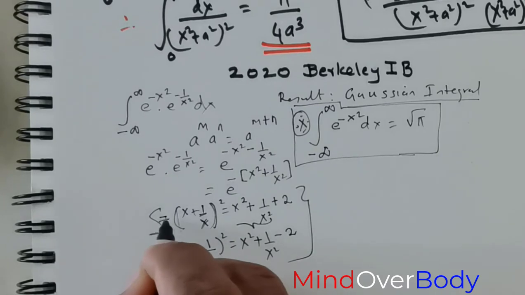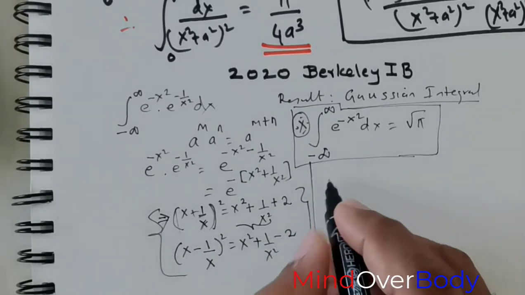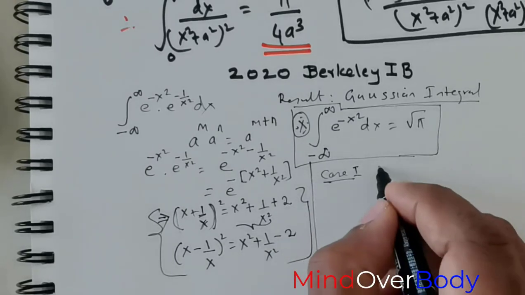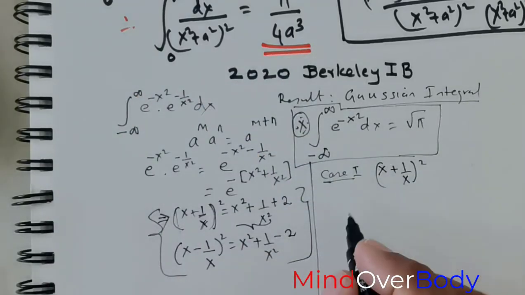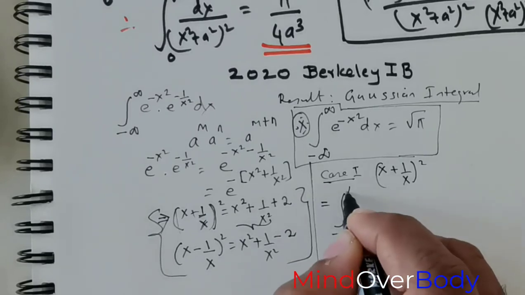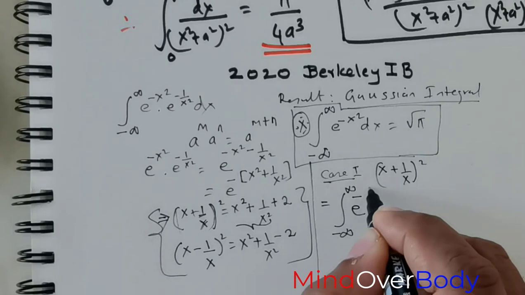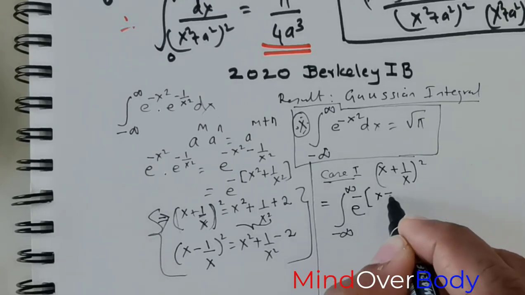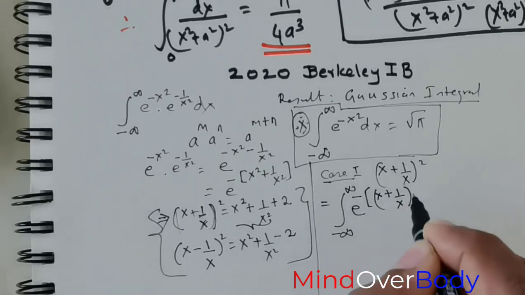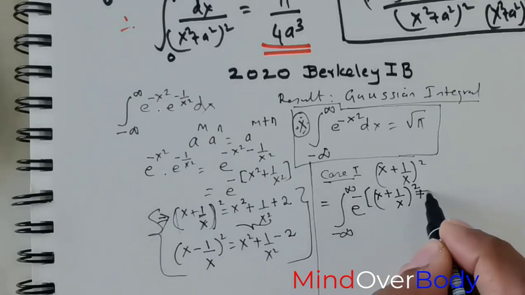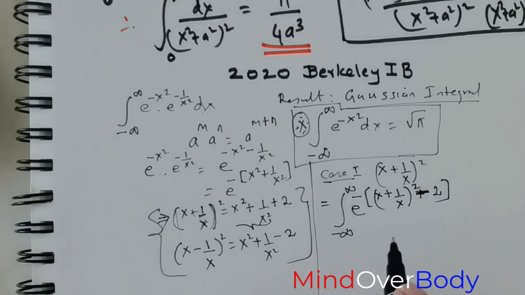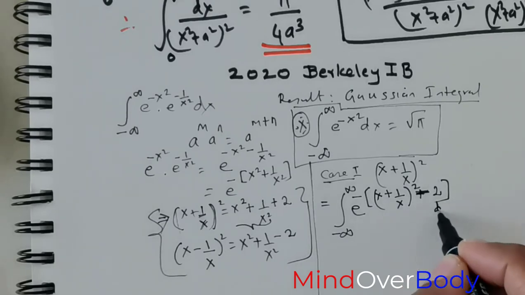Now let me just take this particular case. So I'm going to show you what happens. So case 1 is making use of x plus 1 over x raised to the power of 2. So what I wish to do is substitute this over here. So this is going to be equal to integral negative infinity to infinity e raised to the power of negative, open the parenthesis, x plus 1 over x raised to the power of 2 followed by, actually I need to get rid of this 2 because from here I would get a positive 2. So this is actually going to be a negative 2, right? Because when we expand this I would get x squared plus 1 over x squared plus 2. I need to remove that positive 2. The only way I can remove the positive 2 is by having a negative 2 here. So this is times dx.